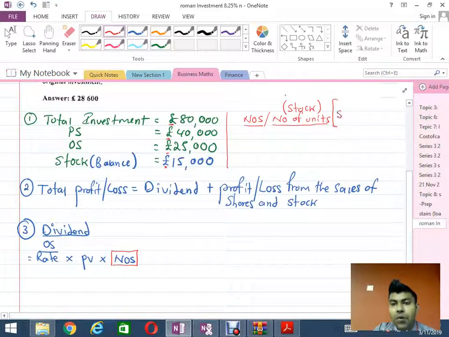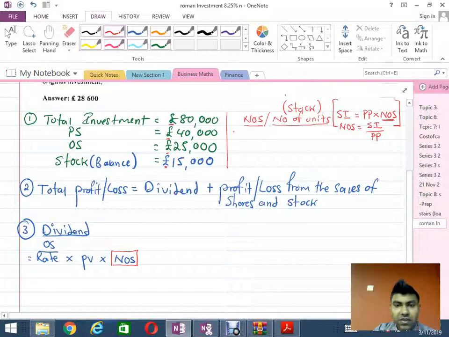Now, how you get sum invested? SI. SI means sum invested, right? How you get sum invested? You take purchase price times with what? Number of shares. This is the formula, right? Now what you must do? Reverse it. Okay. Now we need to find this, right? So you reverse. So number of shares equals what? SI divided by purchase price. Correct or not? You reverse the formula.